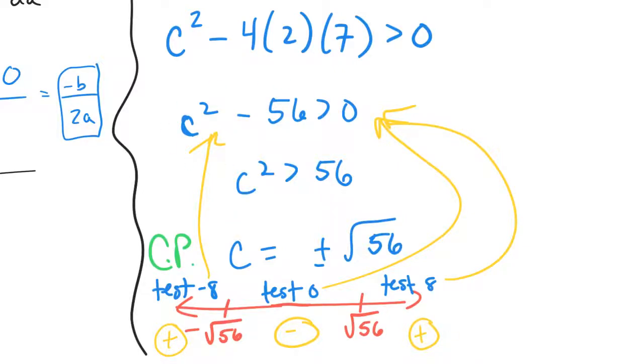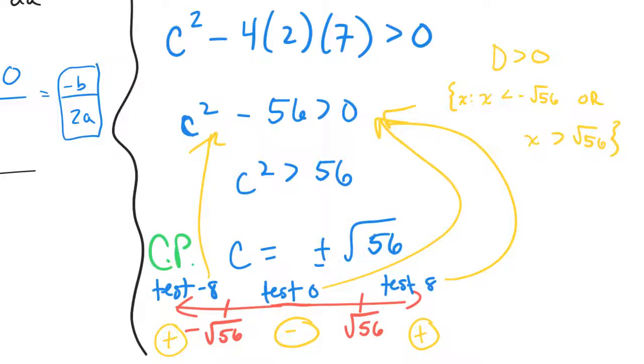So in this region, when is the discriminant greater than 0? It's greater than 0 when x is less than negative root 56, or when x is greater than positive root 56. That's when the discriminant is greater than 0. That's when we have two real roots.